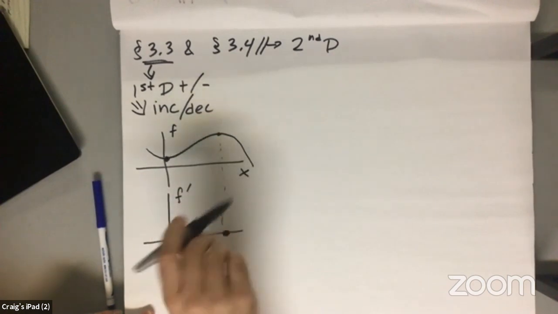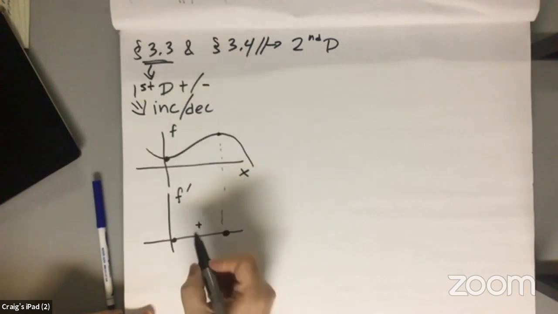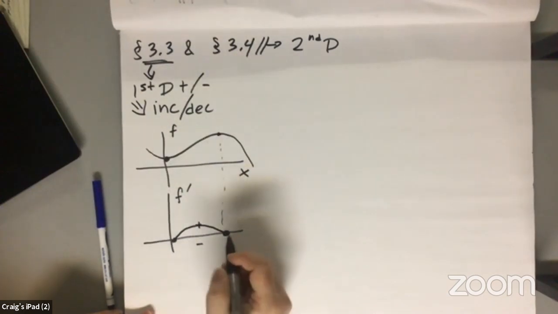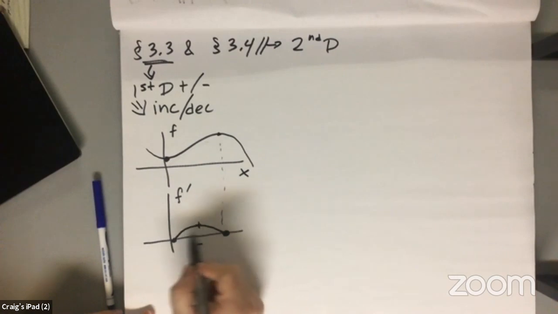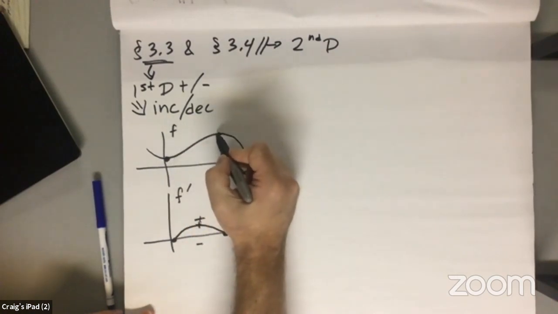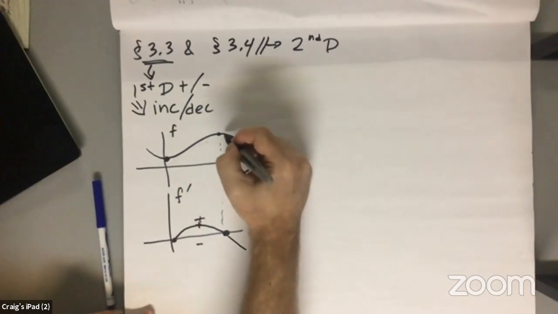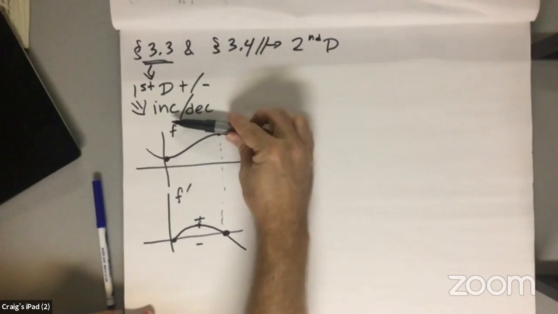In this case, the slope was 0. Now the slope is positive all the way through here. And so that's what the first derivative looks like. And where the first derivative is positive, that's where the function is increasing. And over here, the first derivative is negative. So that's where the function is decreasing.